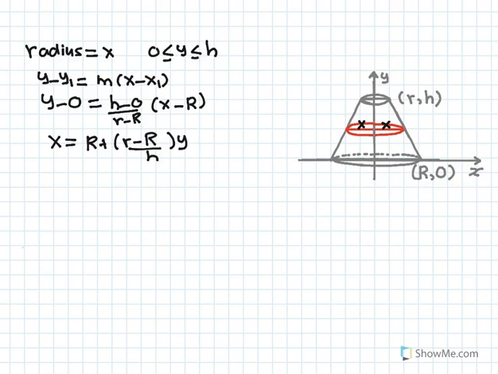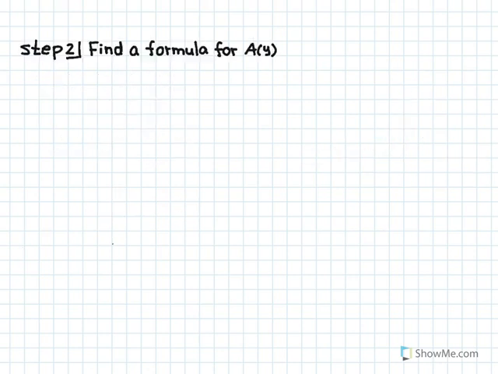The key concept is that the cross-sectional area slice at height y is a circular disk, perpendicular to the y-axis, and the radius of this circular disk is x. So we need to find the cross-sectional slice as a function of y, and integrate A of y in the y direction to find the volume of the solid. Basically, we're going to integrate A of y dy from 0 to h to find the volume of this solid. The next step is to find a formula for the cross-sectional slice as a function of y.